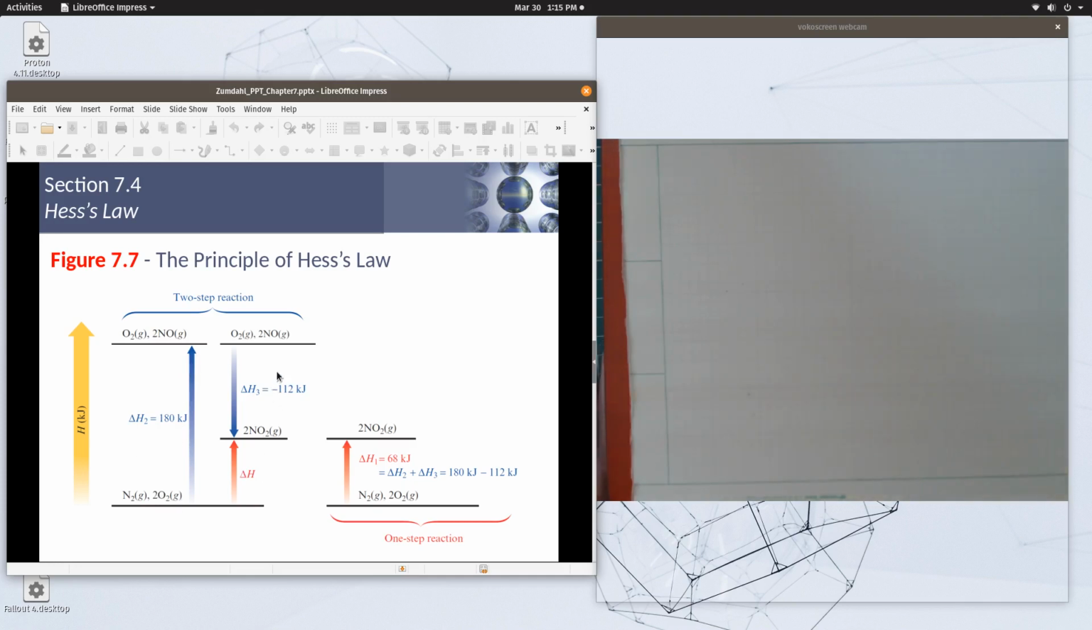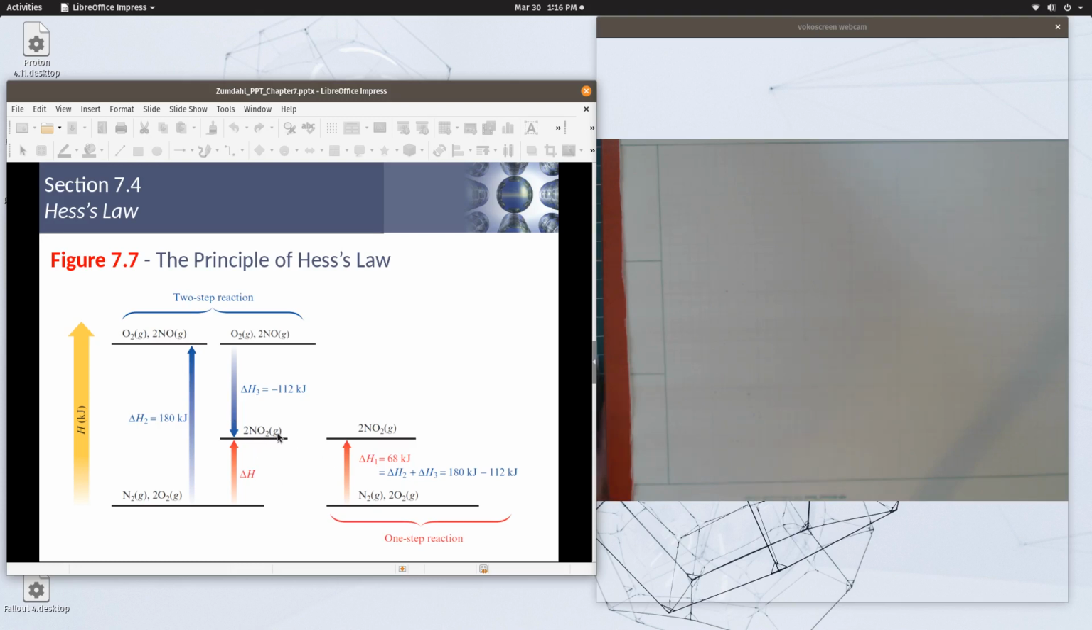Again, you need to keep track of the sign of delta H. Did I run the reaction forward, or did I run the reaction backwards? So, for example, if I were to ask what is the enthalpy of the reaction of 2 NO2 gas molecules going back to N2 plus 2 oxygen molecules, it would be the negative of this number. I would go down by 68 kilojoules.